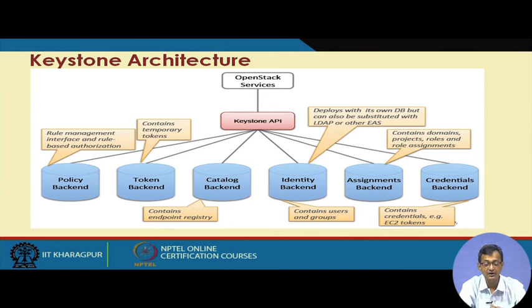Keystone, as we have already discussed, is the identity service, and it has different modules or components: policy backend, tokenization, catalog service, identity service, assignment backend, and credential backend. So, these are the different components or services under the Keystone identity service.